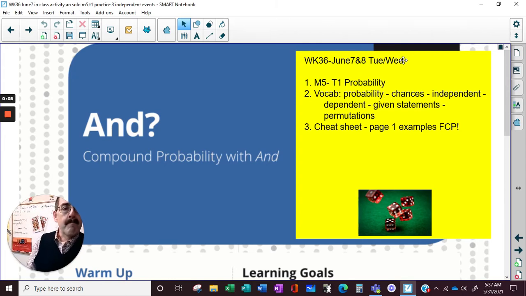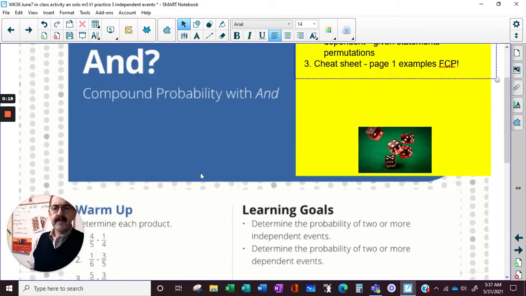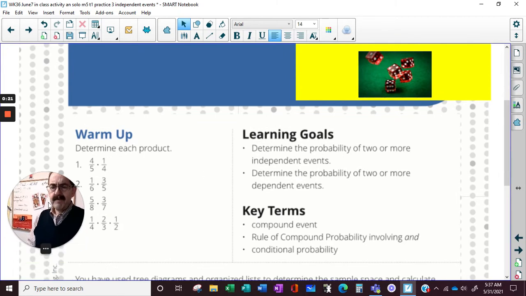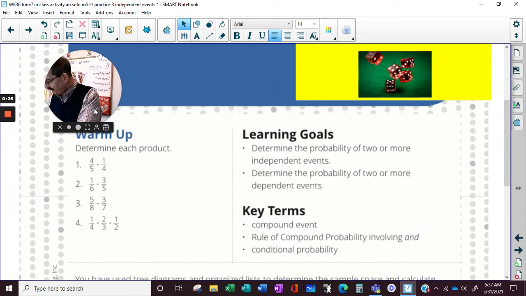We are on Monday, Tuesday, and our second week of probability. So let's get started. The first thing is probability. We have to be able to multiply fractions. You remember the dice problem?